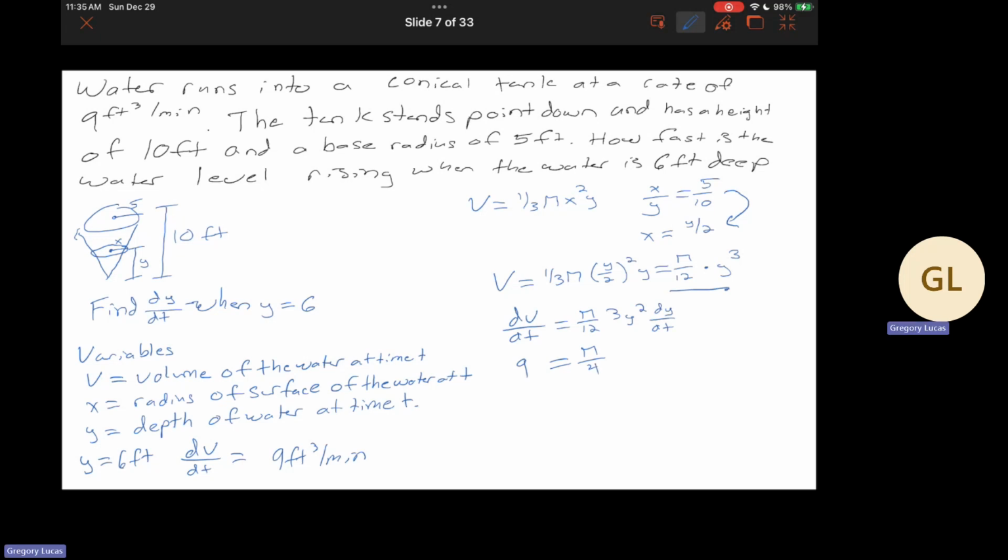So I have pi over 4. I can plug in y. Y was 6, so I have 6 squared dy/dt. We can keep simplifying now. So I have 9 equals pi over 4 times 6 squared times dy/dt. There are different ways we can move this around.